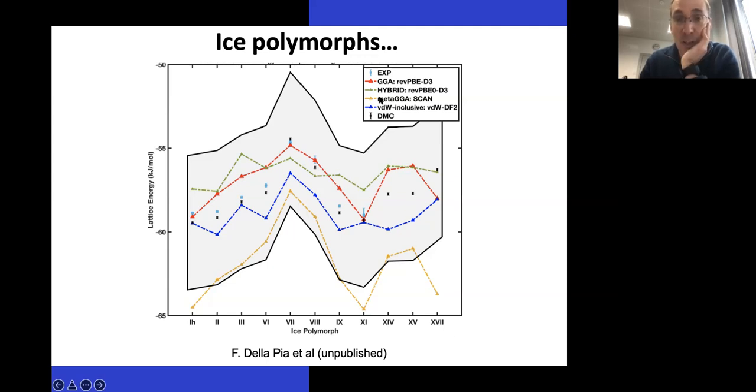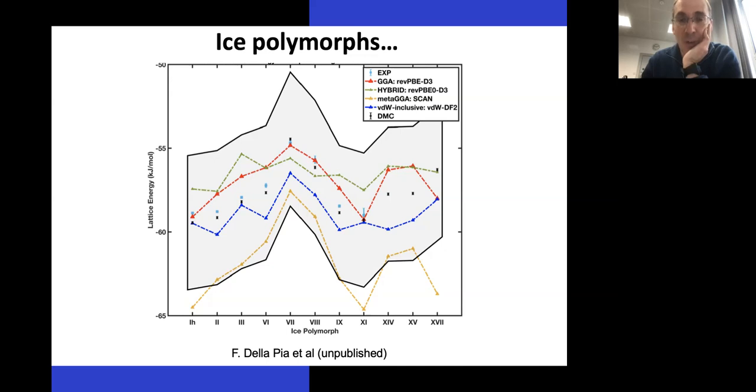And there are experimental values. The experimental values are these light blue values. For some of the phases, we have experimental values. So here's one for ice 1, ice 2, ice 3. That's ice 6, and so on. The most noteworthy feature of this plot is the energy scale. We're plotting the lattice energy in kilojoules per mole, and if you look at the experimental values, they're all within about 5, or at most less than 10 kilojoules per mole energy window. So the whole of this ice phase diagram is compressed into this incredibly narrow total energy window.